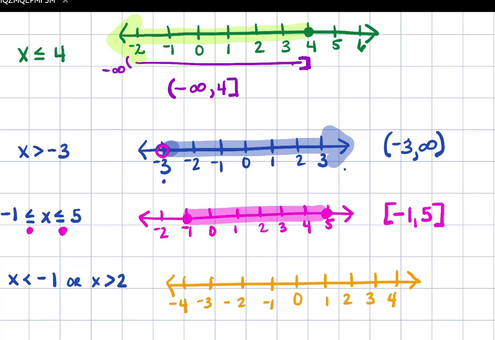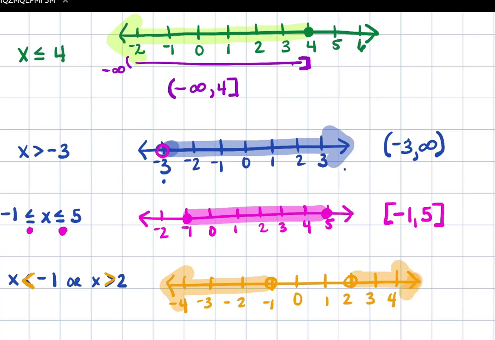So if I want to shade all the numbers that are less than -1, that doesn't include -1, so I use an open circle, and I shade all the numbers that are less than that. So go to the left. And then for the other one, x is greater than 2, that doesn't include 2, but it includes all the numbers above that. So go to the right.